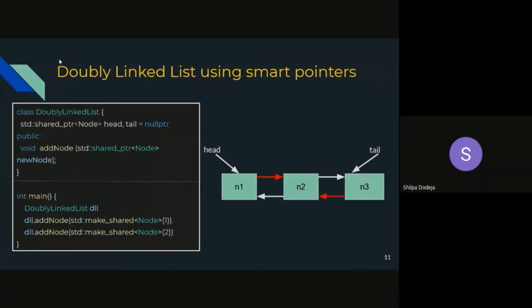And then I have a public method called add node, and in the main function, I would just call dll.add node. So I'm adding the first node, second node, and third node.